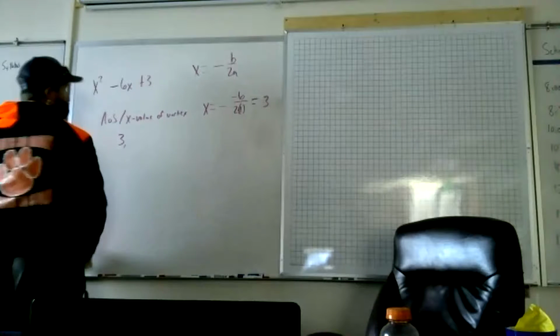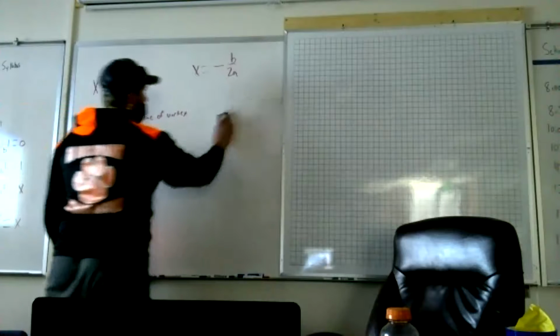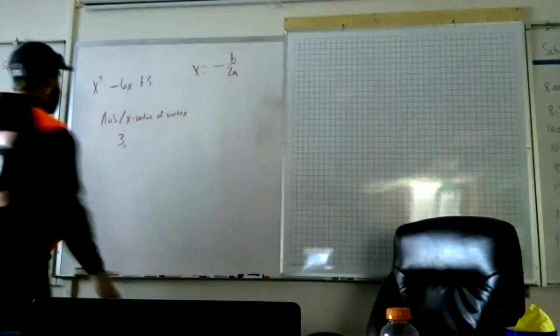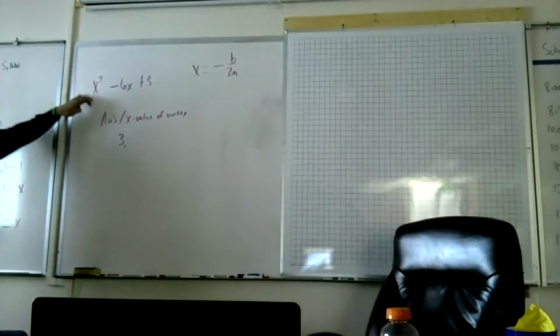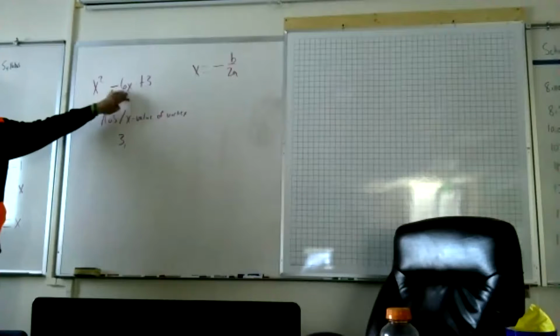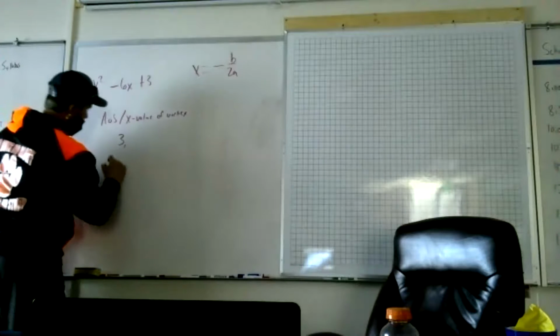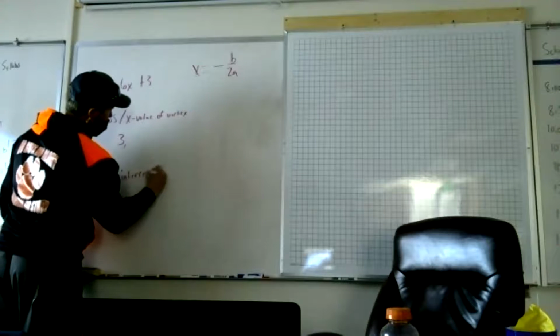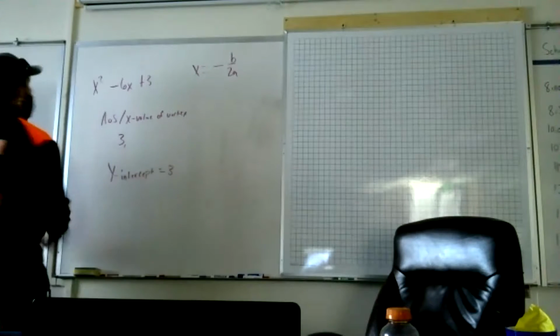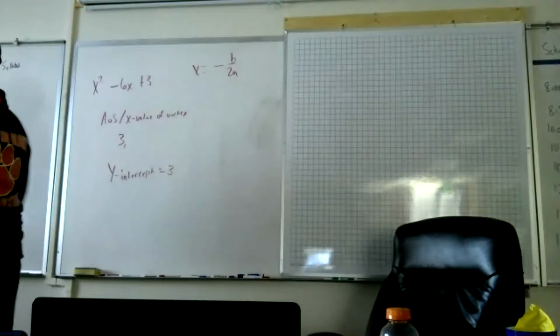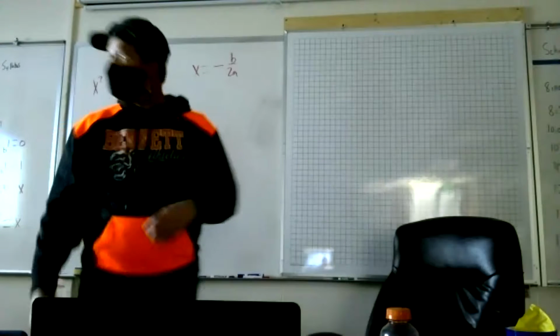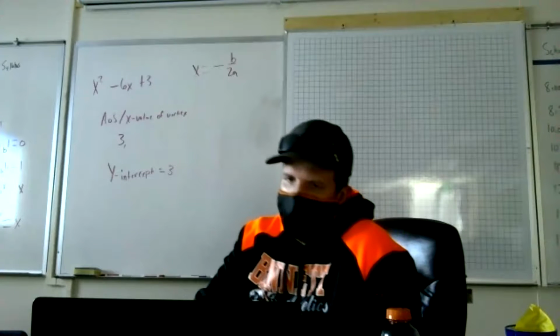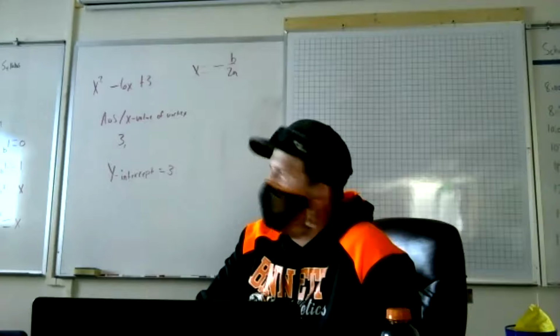And then they want us to find the y-intercept. The y-intercept is the easy one because it's always the constant. If I were to plug in 0, it'd be 0 squared minus 6 times 0 plus 3. So my y-intercept is equal to 3. So looking at our answer choices, it looks like it should be answer C.